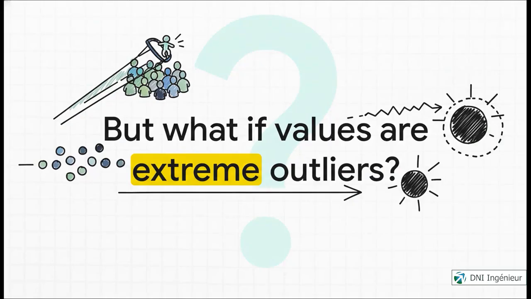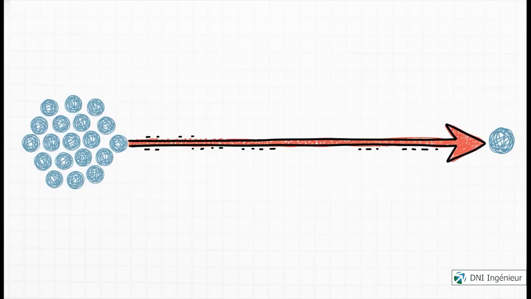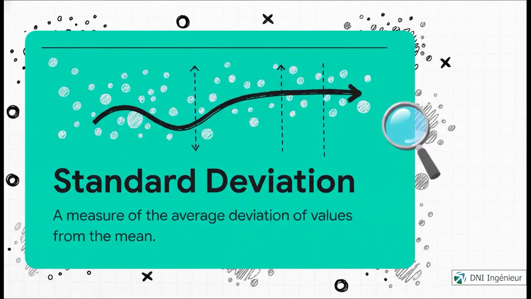But the range has a big weakness. What about extreme scores? Outliers. Because it only looks at the 2 endpoints, the range can be totally thrown off by one weird value. So, we need a better tool.